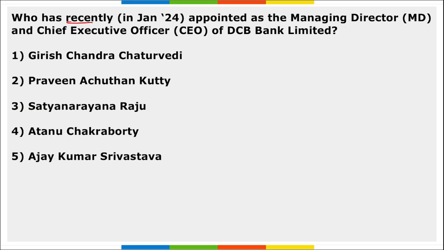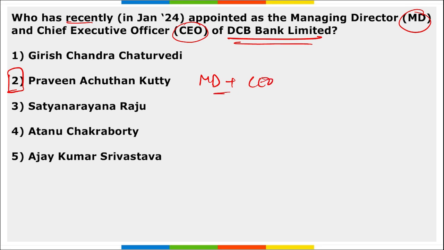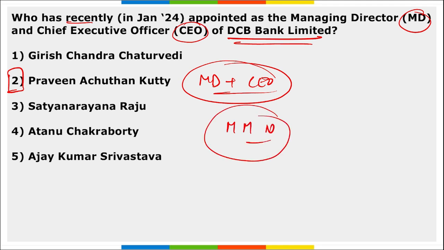Next, who has recently been appointed managing director and CEO of DCB Bank? So Praveen Achutan Kutti. He has been recently appointed as the Managing Director and Chief Executive Officer of DCB Bank Limited. He will succeed whom? He will be succeeding Murali M. Natarajan, who is the current MD and CEO of DCB Bank, and he has been in the current position since 2009.